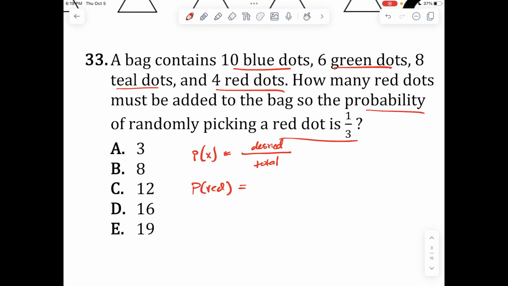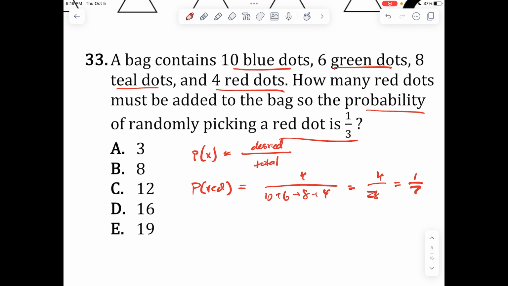So what are the number of desired outcomes as it sits right now? So how many red do we have? 4. And what's the total? 10 plus 6 plus 8 plus 4. This gives you 16 plus 8 plus 4. So we have 4/28, which is equal to 1 out of 7. Okay, we want to increase that to 1 out of 3.